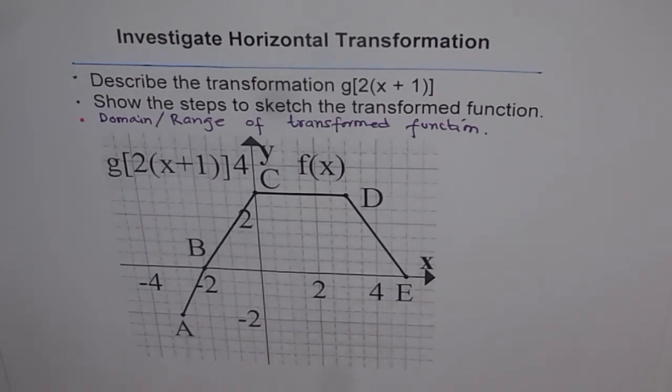I will appreciate if you adopt both the methods. One, starting with the points, how the points get transformed, and the second approach will be the graphical approach. Then you check whether both are matching or not. That way you can be doubly sure that you got the right answer.